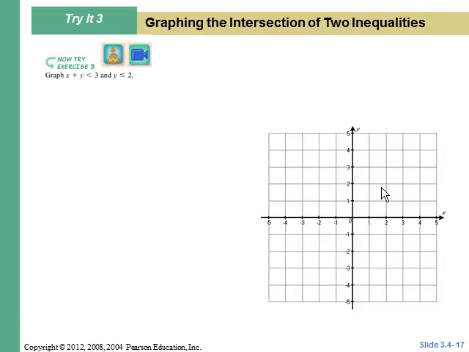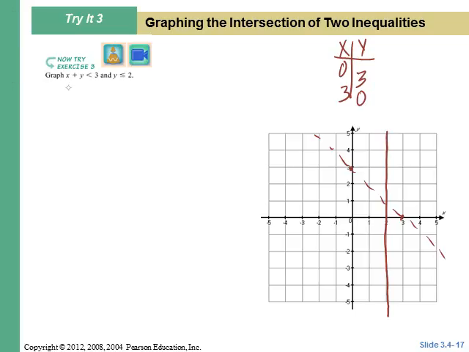You do this one. Okay, so x is 0, y is 0. If x is 0, y is 3. If y is 0, x is 3. And this line is dashed. Y is at 2, and it's solid.